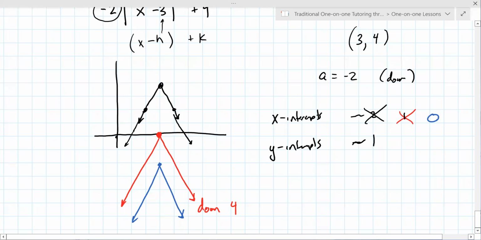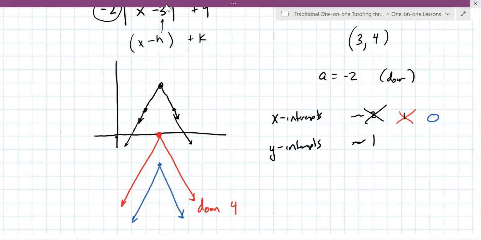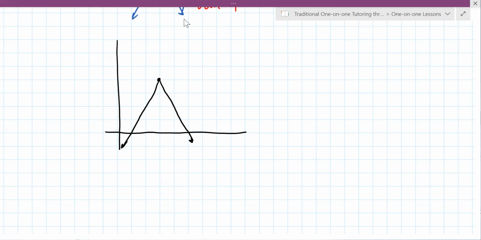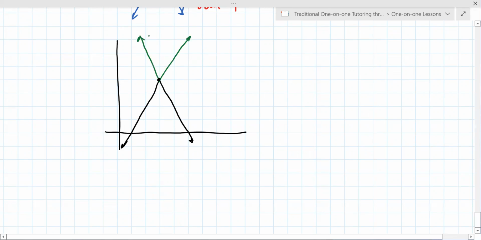Okay. Now let me just grab this graph one more time, because there's another possibility. Let me graph the original function again. I think we said 3, 4. So here's the original function. What if we were to flip it? What if it were to go the other way? Now how many x-intercepts does it have if it's going up like this? 0. How many y-intercepts does it have? 1. Always has 1.